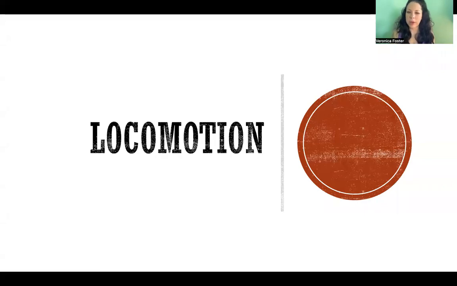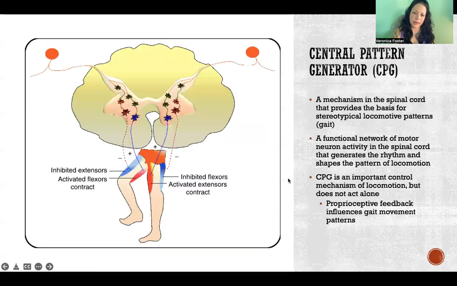Hello, in this video, I'm going to talk about locomotion, which is also referred to as gait. It is widely accepted that we have central pattern generators, or CPGs. These are spinal cord mechanisms that offer a level of spinal control over our locomotion. It's a mechanism in the spinal cord that provides the basis for stereotypical locomotive patterns, meaning gait, like walking, running, skipping, jumping. These are formed by networks of motor neurons that functionally work together in the spinal cord to generate the rhythm and shape the pattern of locomotion.